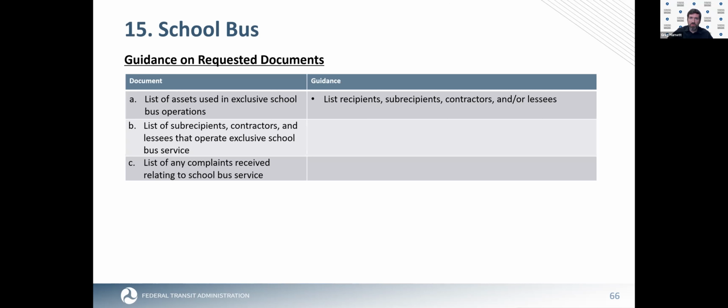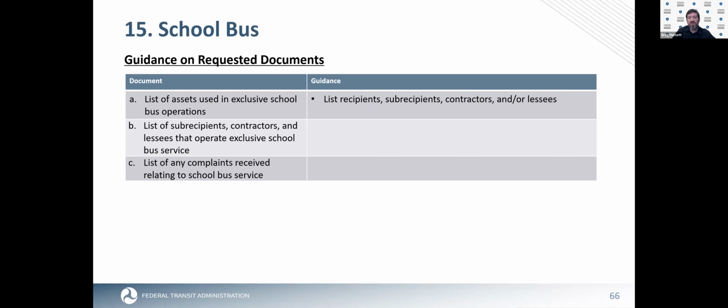School bus. So the general rule here is FTA does not want its recipients using federal monies to operate school bus service, potentially in competition with private school bus operators. So in general, I think many of the recipients on this call do not engage in exclusive school bus service. However, it is possible, perhaps you've received special permission from FTA, or maybe you're operating school bus service as an organization using completely local funding. So it's very likely that this would be NA, but we'll run through it very quickly.